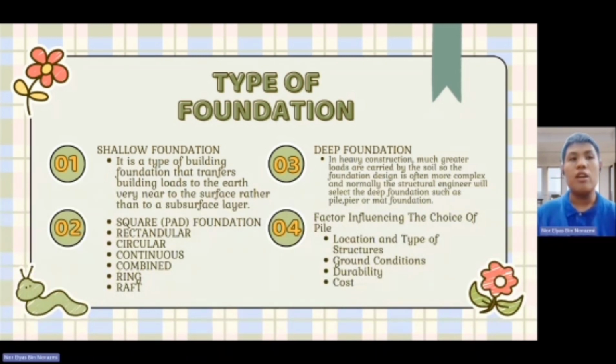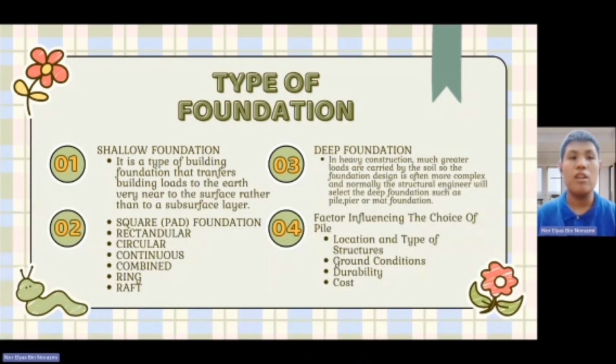Number two is ground condition. We see the type of soil around the project, which is soft, hard, or sandy condition. Next is durability. For pile, we need to consider the life cycle or the use of the structure. Next is cost. So we choose the type of pile within the cost of the project.